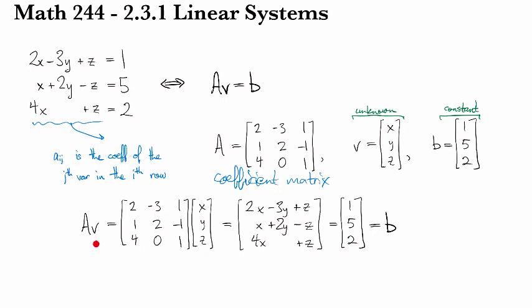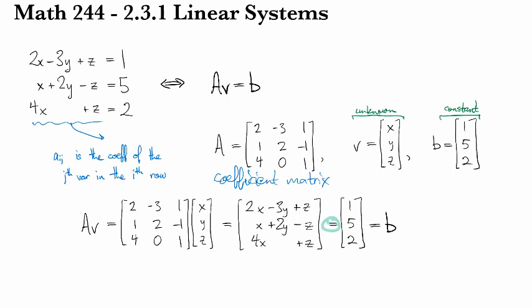So if I write A times V, and I do the matrix multiplication, then this row dotted with this vector gives me the first entry right here. The second row dotted with this vector gives me the second entry here. The third row dotted with this vector gives me the third entry right here. And if I look, these are exactly the lines of this linear system right here. I need the first one to be equal to 1, so that's this. The second one to be equal to 5, so that's this. And the third one to be equal to 2, and so that's this. And so it is actually this precise equation right here.